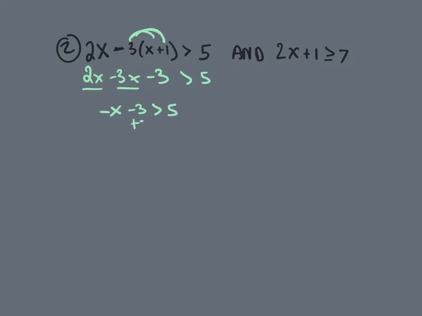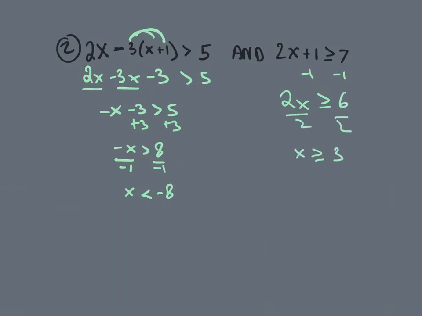Add 3 to both sides. Negative x is greater than 8. And then I have to divide by negative 1. So I get x is less than, I switch the sign, negative 8. And then I go solve this one. This one's much easier. Subtract 1 from both sides. I get 2x is greater than or equal to 6. Divide by 2, x is greater than or equal to 3.